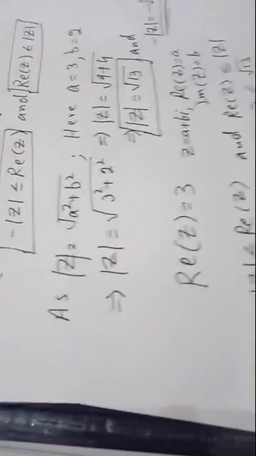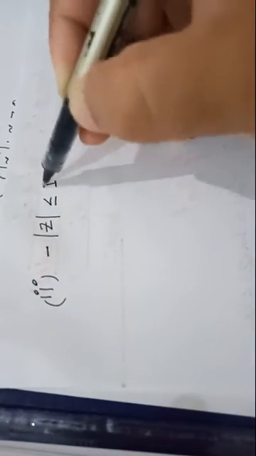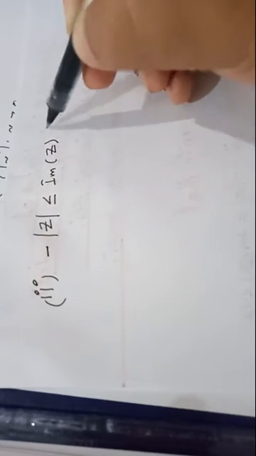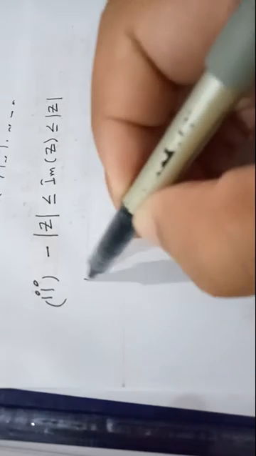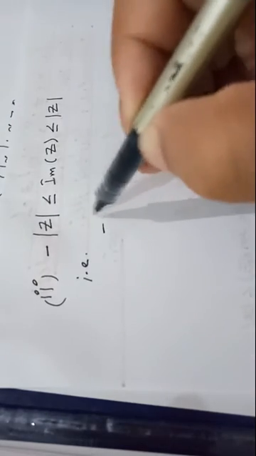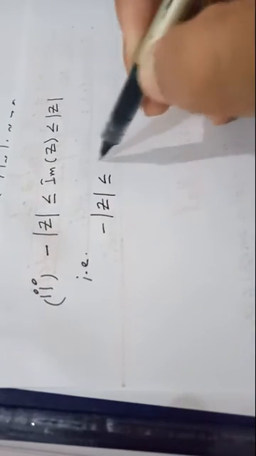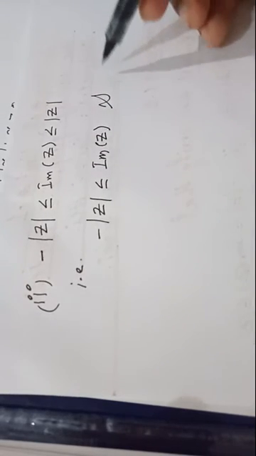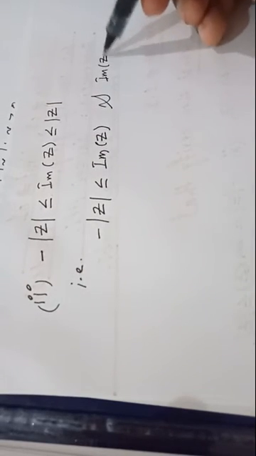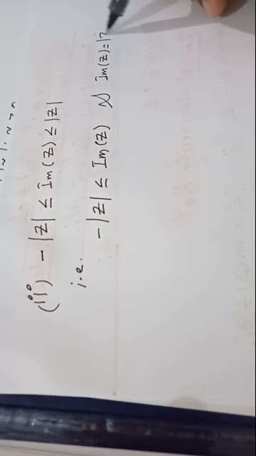Now we will check part number 2. Part number 2 is minus absolute z less than or equal to the imaginary part of z less than or equal to absolute z. This inequality can also be split into two inequalities: minus absolute z is less than or equal to the imaginary part of z, and the imaginary part of z is less than or equal to absolute z.